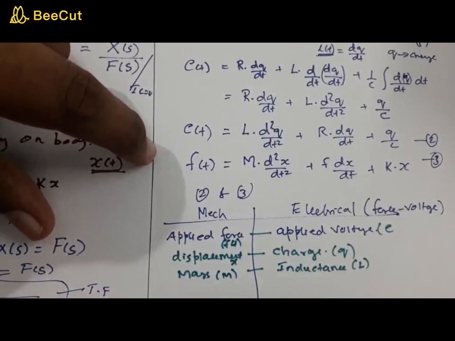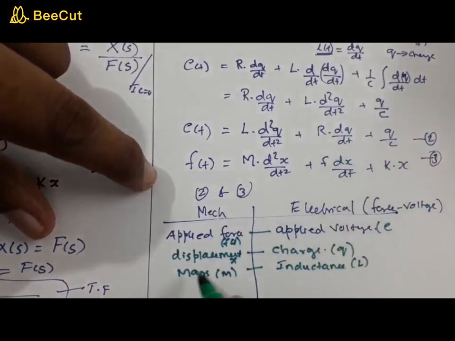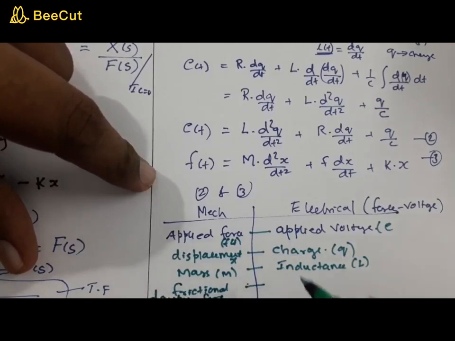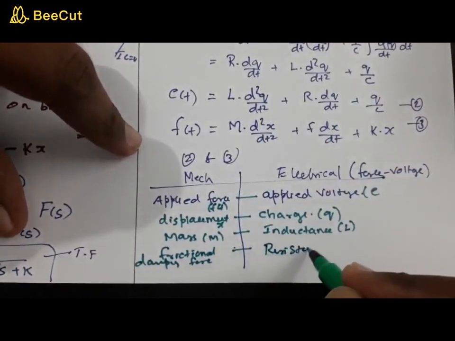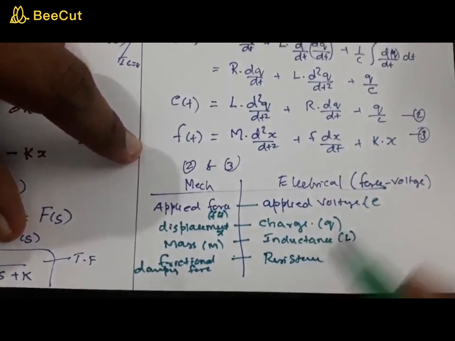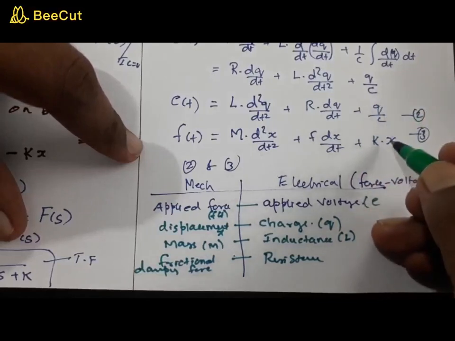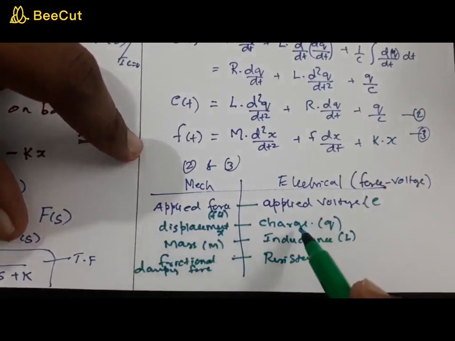Now next one is you have resistance and F. So the frictional force or the viscous force, or it is called the damping force, is equivalent to what? The damping force is equivalent to the resistance in the electrical circuit. Now coming to dx by dt, then you have q by c. q is equivalent to x, right? We have already found that the displacement is equivalent to charge.